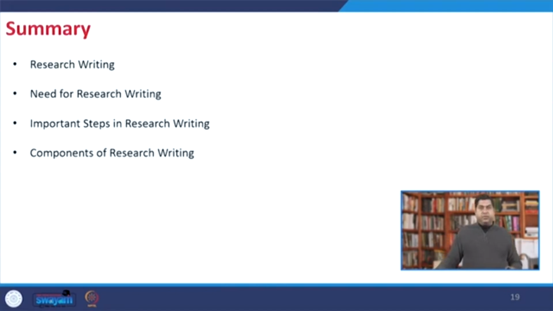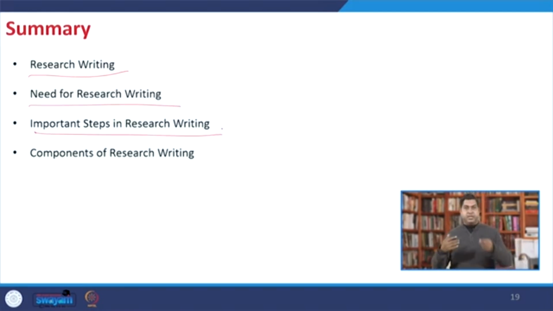So with that we summarize this particular lecture. Here we understood what research writing is. It is a written document of your entire research findings, and the purpose is definitely to disseminate your findings for the advancement of knowledge in the same area, to get recognition, to contribute to the educational aspect, or for your professional development as well. So that was the need for research writing.